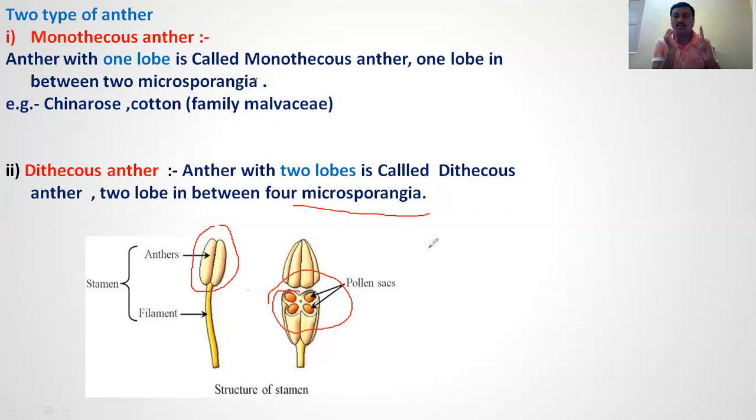Monothecious anther: one lobe and two microsporangia are present. Example: Malvaceae family. Diathecous anthers: two lobes present and four microsporangia are present. It is called diathecous. Example: Gulmohur. This is the anther. Okay, then next.